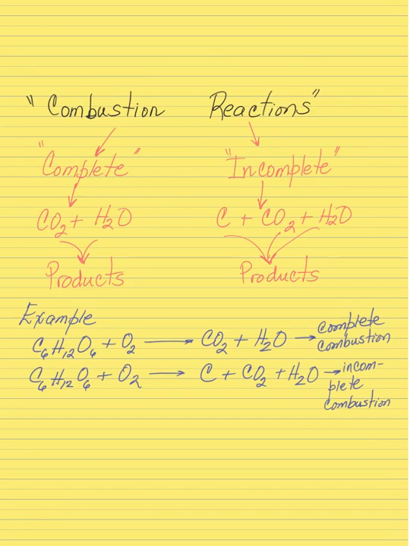What is going to happen, or what is going to be produced, in a combustion chemical reaction? That depends, because you have two types. If you have a complete combustion, then you're going to have carbon dioxide and water at the end as the products. But if you have one that is incomplete, in addition to the carbon dioxide and the water, you're going to have carbon too.